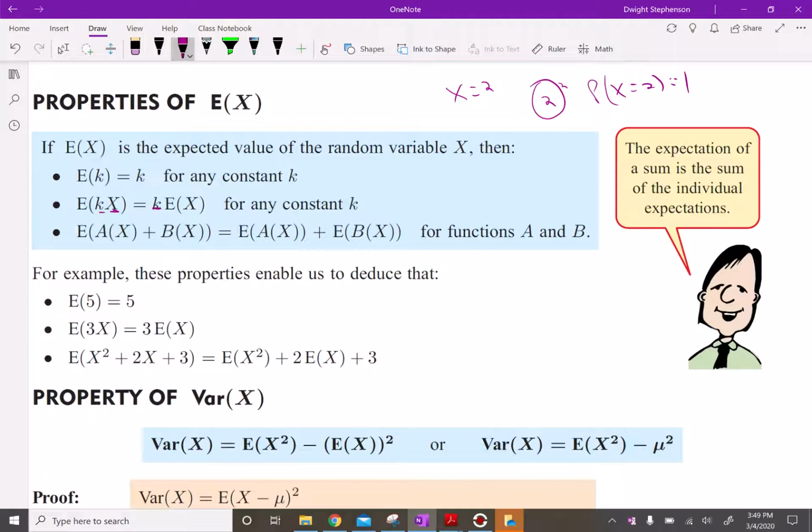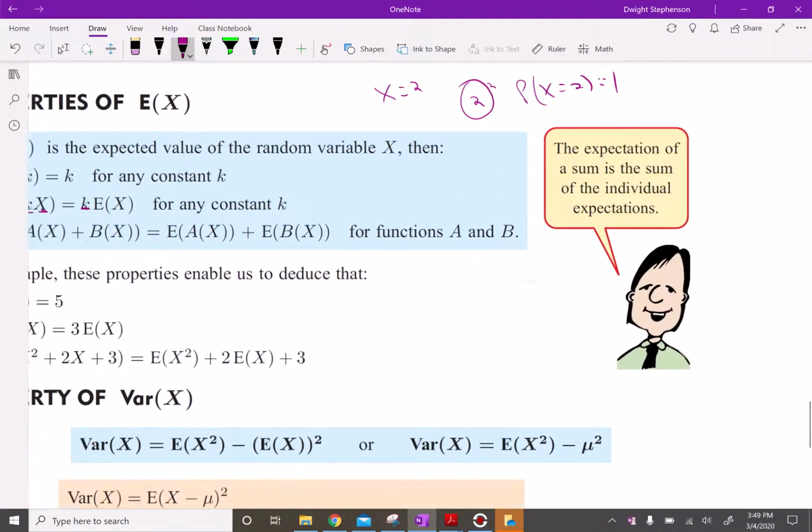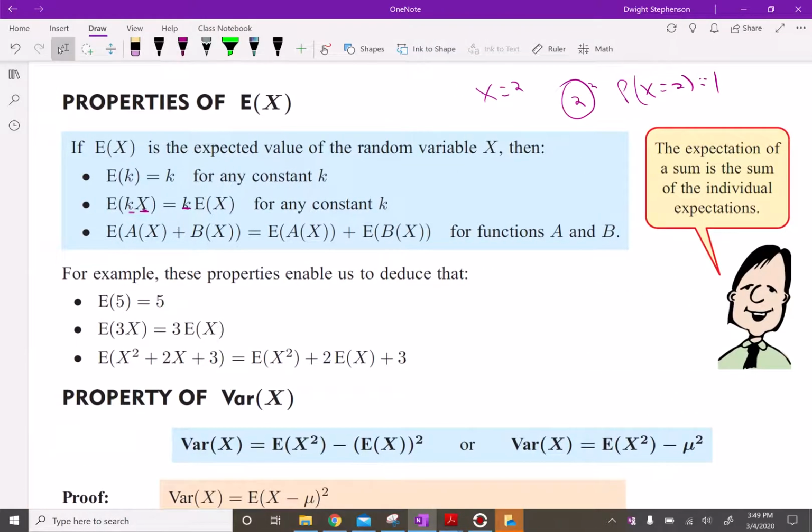And then the one that really throws me off sometimes is this. If you have the expected value of the sum of 2 probability distributions, that's the same as the expected value of the individual ones and then added, right? So you can either add the distributions and then find the expected value, or you can find the expected value of each and then add, right?